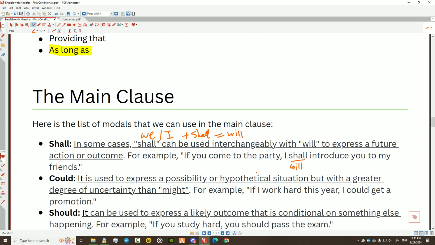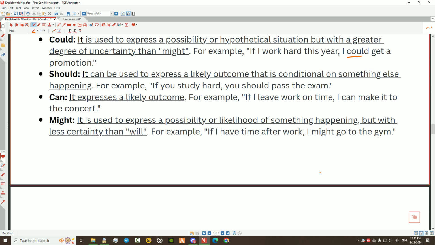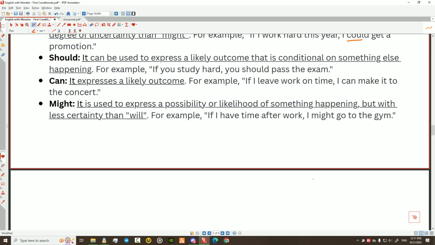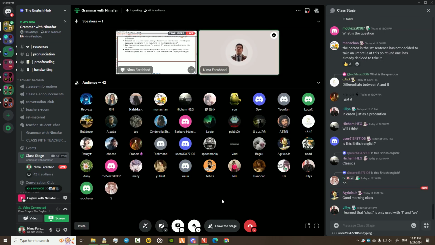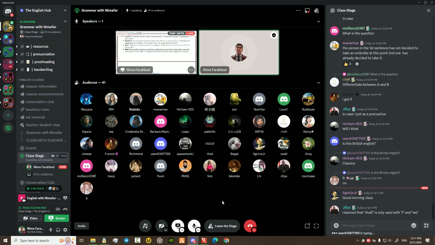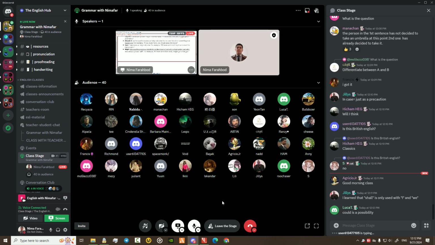We can use could too, it's not very common. A possibility or hypothetical situation. If I work hard this year, I could get a promotion. It means that's not the only factor. If I work hard this year, that doesn't guarantee that I can get a promotion. Maybe I work hard this year, but my boss doesn't like me, or my boss wants to promote his son, his partner, his friend, whatever. Maybe I work hard, but it's a possibility.